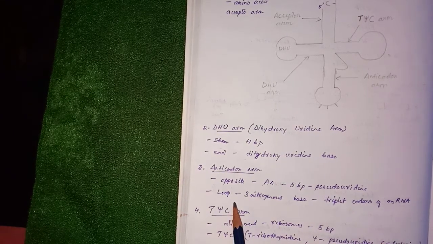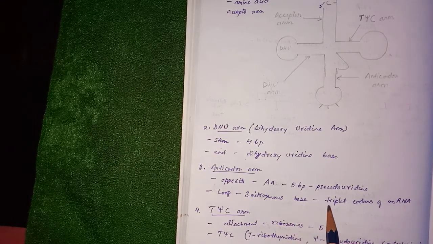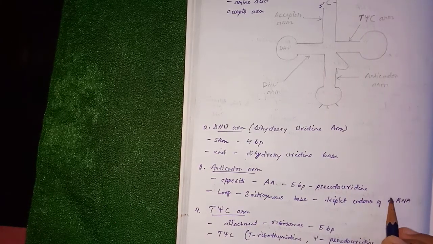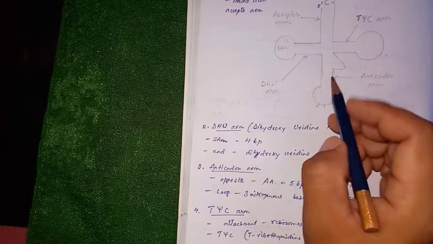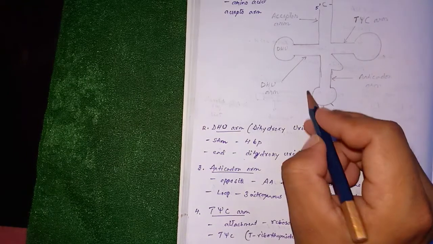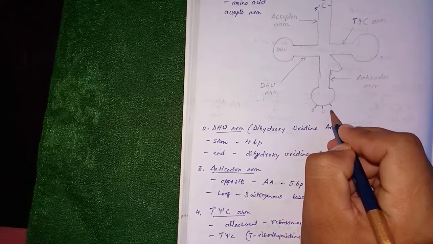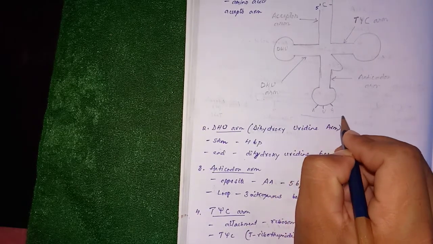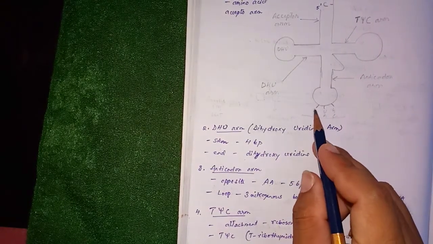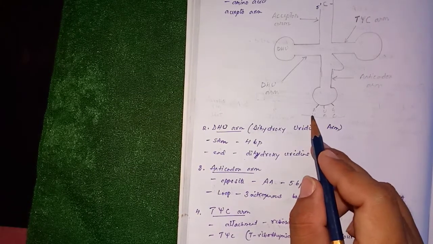Now the loop has 3 nitrogenous bases, and these nitrogenous bases are complementary to the triplet codons of the mRNA. Let's say this is the 3 nitrogenous bases that are present in the loop of this anticodon arm. If these 3 nitrogenous bases are A, U, G, then the mRNA in this form will be U, A, C. So this portion will be carrying the nitrogenous bases that are complementary to this triplet.